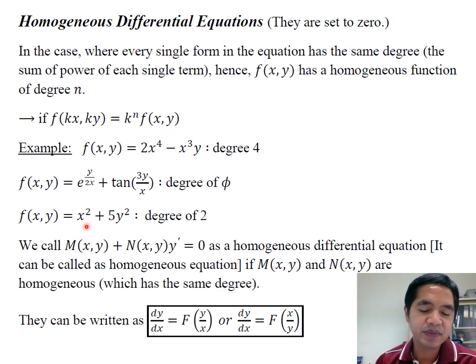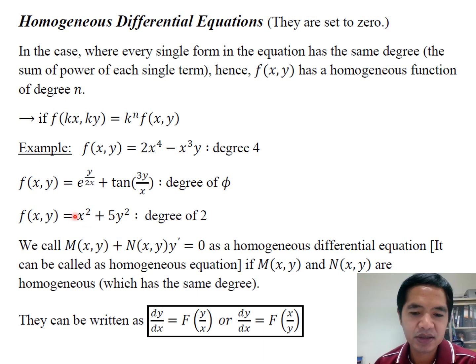So in this case, if you have a homogeneous equation, you can write M(x, y) plus N(x, y) times y prime equal to 0 as a homogeneous differential equation. But you have to check first whether M and N are homogeneous by finding the summation of the powers of each single term.